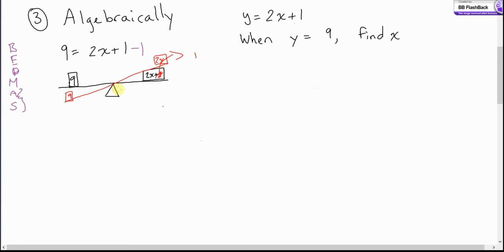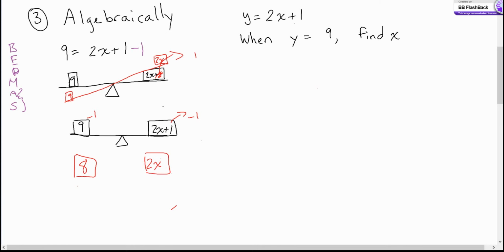So if we want to keep this balanced, what we do to one side, we have to do to the other. Well, that line doesn't look very level, does it? Okay, so what we do to one side, we have to very quickly do to the other. So if we're taking 1 away from this side, then at the very same time we need to take 1 away from that side. Then we'll have a nicely balanced equation. We'll be down to 8 over here and 2x over here. Perfect. We have balance.